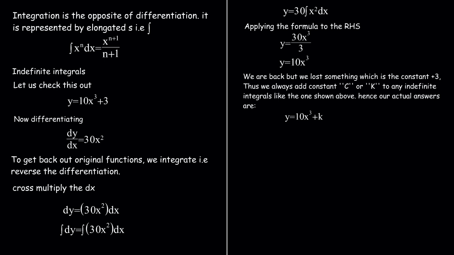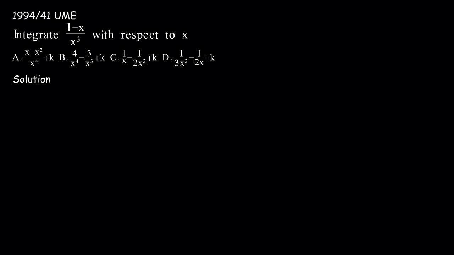We have a question that states: integrate 1 minus s divided by s cubed with respect to s. The very first thing we are going to do is simplify our expression, 1 minus s divided by s cubed, by splitting the fraction. Doing so, the integral of 1 minus s divided by s cubed will be equal to the integral of 1 divided by s cubed minus s divided by s cubed, because when we split 1 minus s divided by s cubed, it's equal to 1 divided by s cubed minus s divided by s cubed.